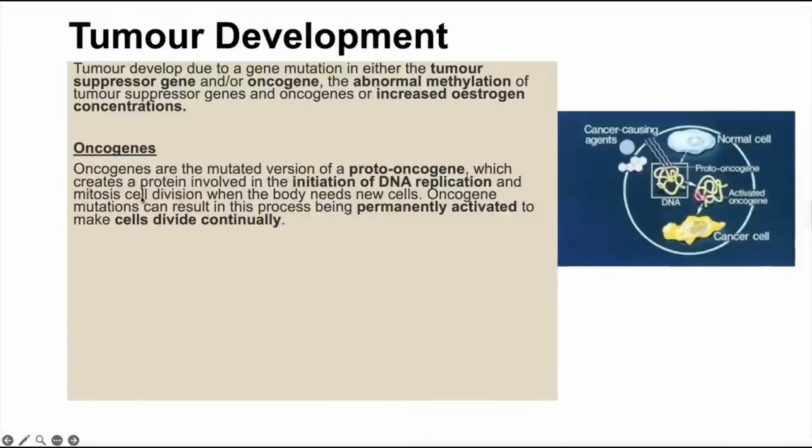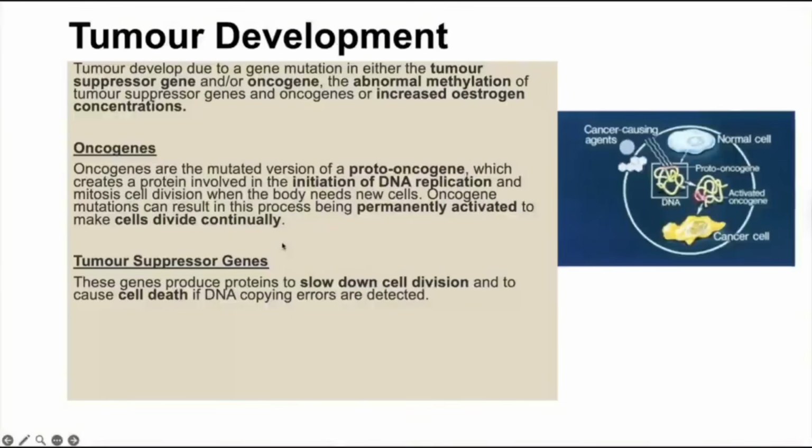Oncogenes are the mutated version of a proto-oncogene. A proto-oncogene creates a protein involved in initiating DNA replication and mitosis when the body does need new cells. An oncogene mutation results in that gene permanently being activated. So you are going to have the protein constantly being produced to initiate DNA replication for cell division, even if new cells aren't needed, and that's why a tumour forms.